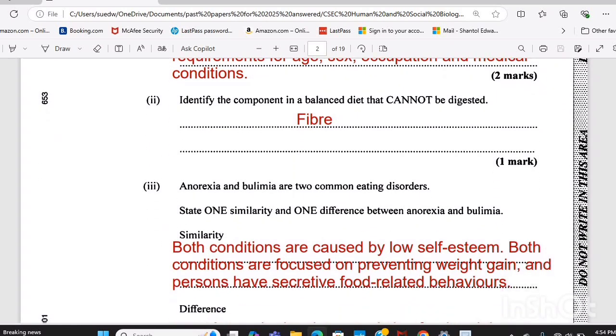Now, the similarity. Both conditions, anorexia and bulimia, are caused by low self-esteem. Both conditions are focused on preventing weight gain, and persons have secretive food-related behaviors. So all of these are similarities. I gave you 3 because, you know, over here we always give multiple options, in case you're in the exam and you forget one, you have more. Both conditions: low self-esteem, focused on preventing weight gain, and secretive food-related behaviors. So that is to do with anorexia and bulimia.